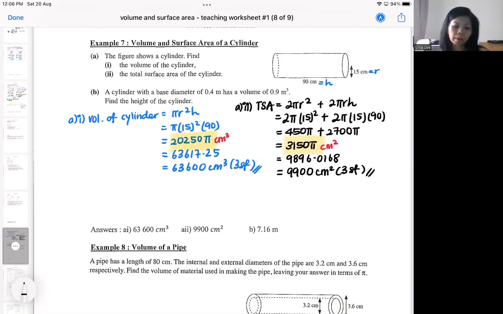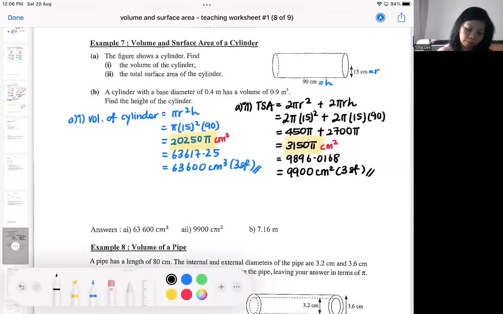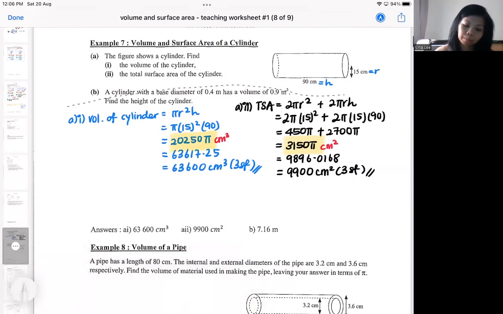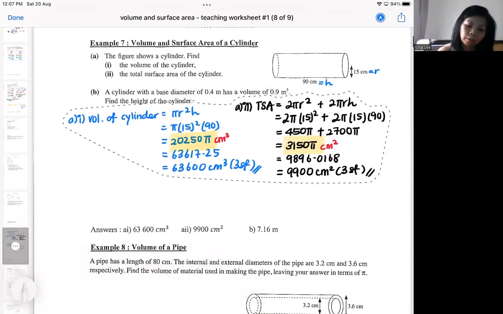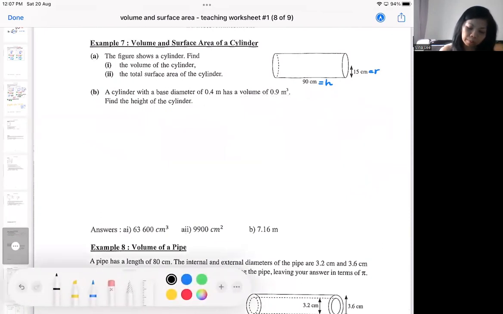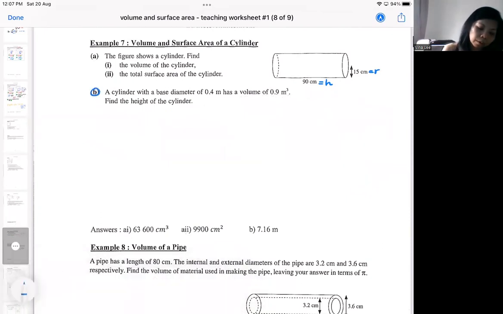So I'm going to erase this part. I'm going to explore the question in part B. Question in part B is working backwards. So I'm going to erase this. Make sure you already copied down. So for part B is another cylinder, a different dimension. If it's not drawn for you, you can help yourself by drawing it out.